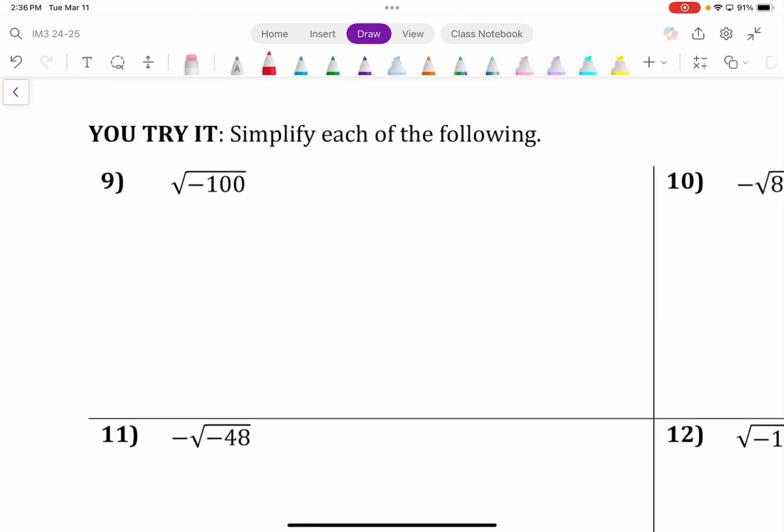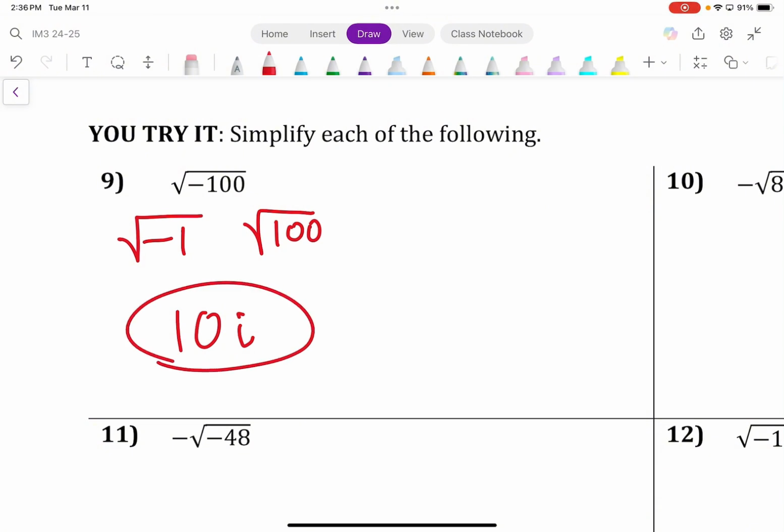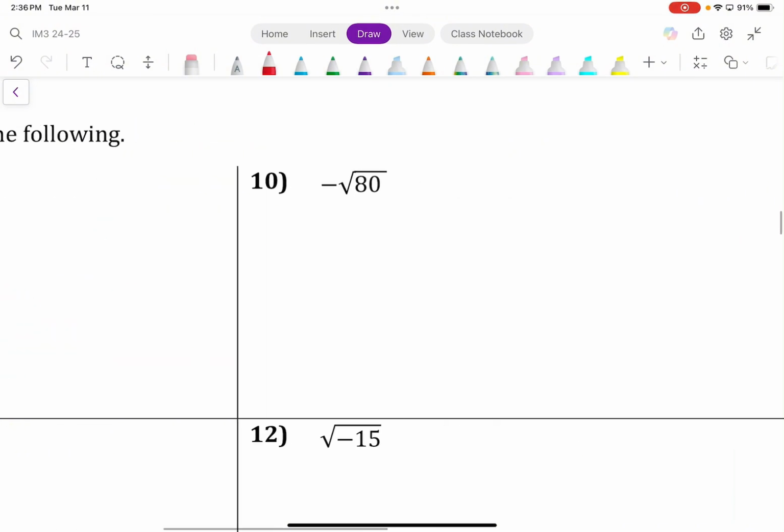So let's see. Radical negative 100. We can split this up to negative 1 times negative 100. And this is basically going to give you 10i. So that one could have been done in 2 steps. Next, negative 80 radical, or negative radical 80.